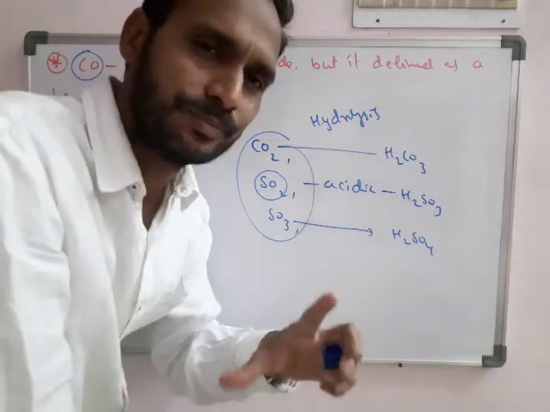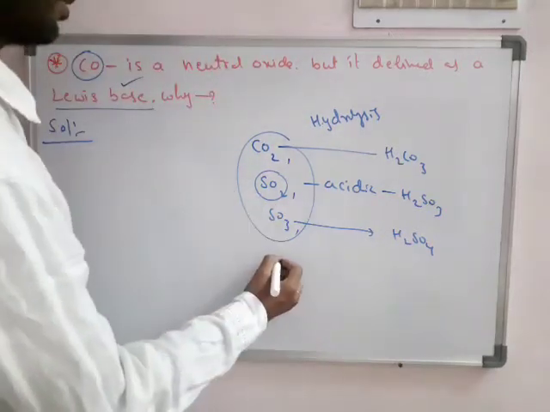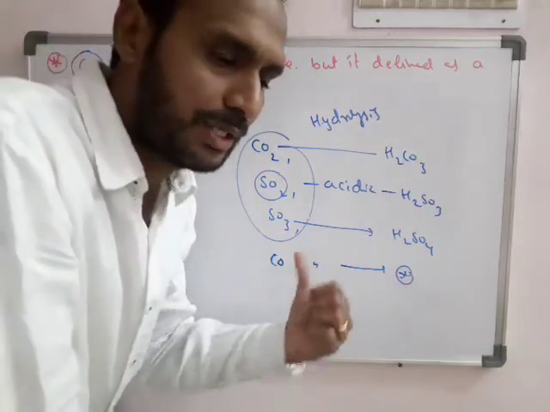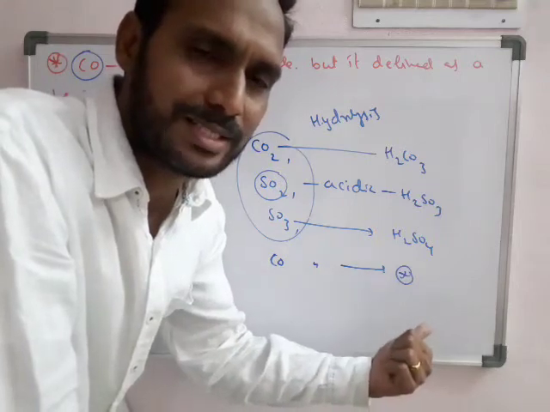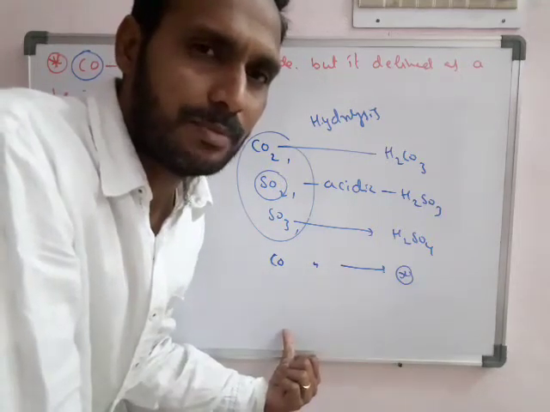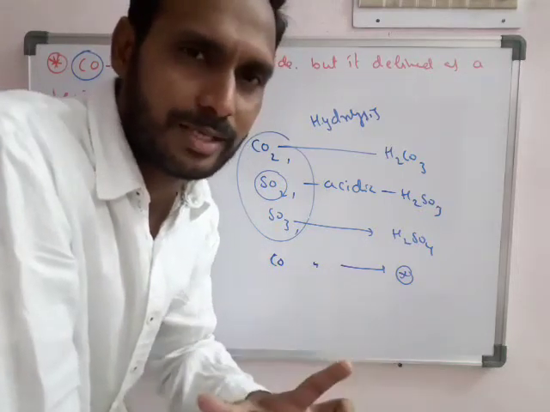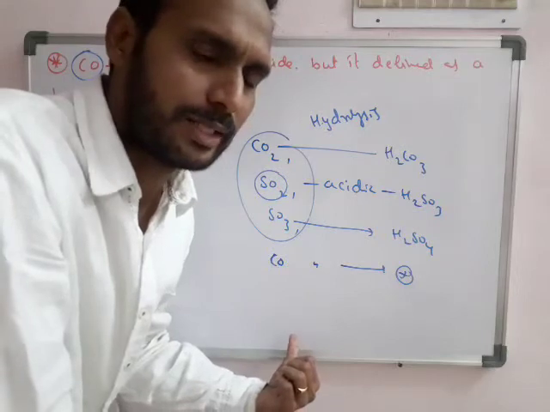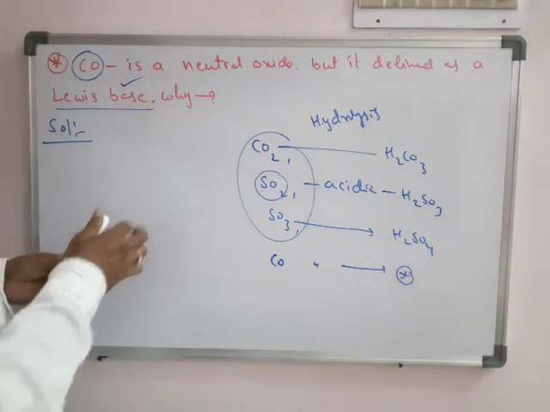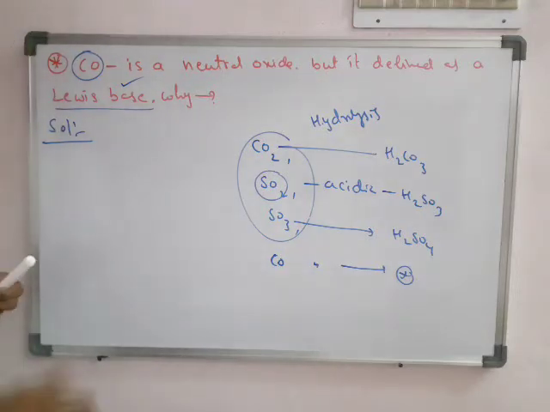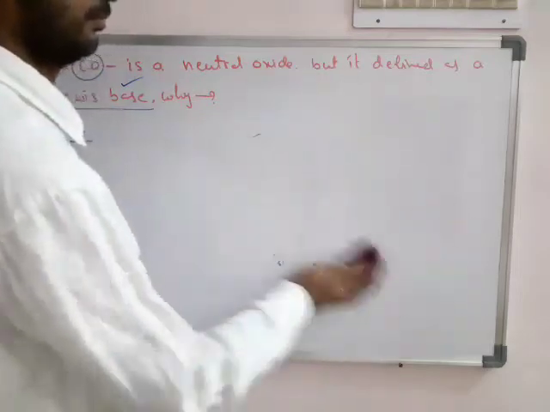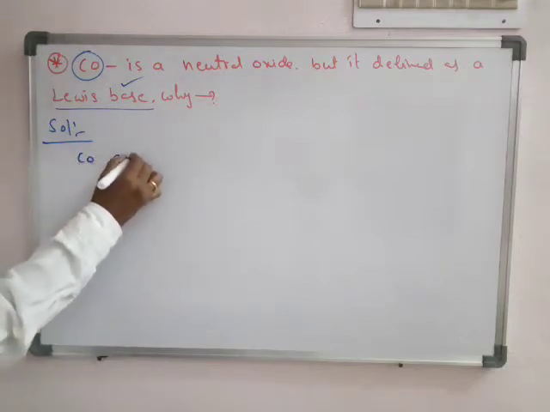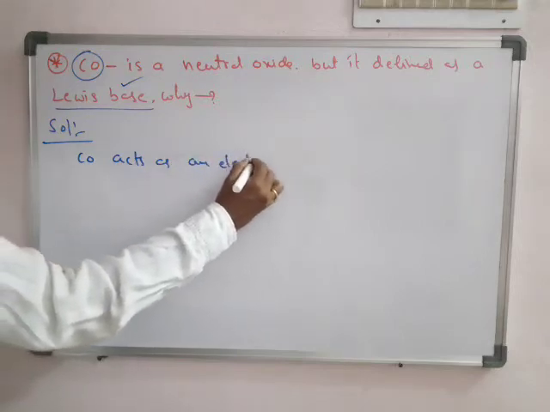They themselves also work as acids. But here the difference is carbon monoxide. Carbon monoxide on hydrolysis does not form any acid. CO2 forms carbonic acid, SO2 forms sulfurous acid, SO3 forms sulfuric acid, but carbon monoxide does not give any acids. That's why we say it is a neutral oxide. But it is treated as a Lewis base. How is it possible? Because carbon monoxide acts as an electron pair donor.